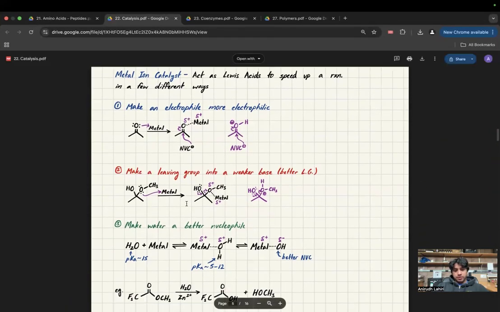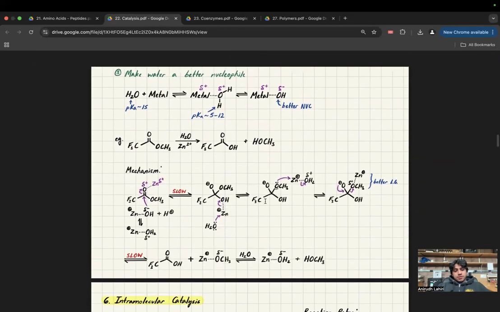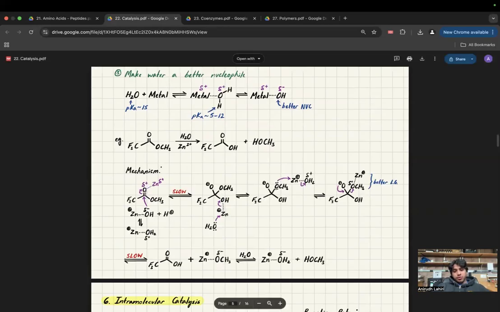The first two are really as you would expect. Even the third one is making a better nucleophile here, a better electrophile here, a better leaving group here. Cool. This is an example. We coordinate Zn to the O to make this spot a better electrophile. The Zn is also coordinated to the OH to make this a better nucleophile.